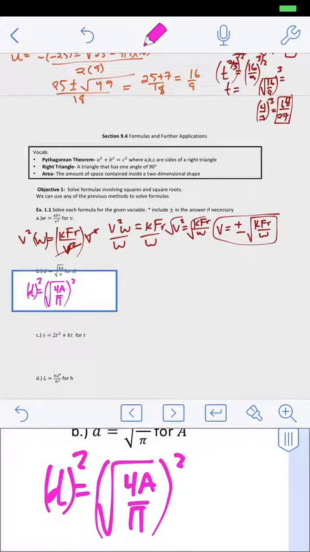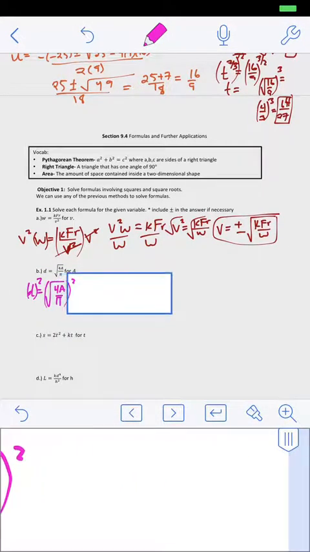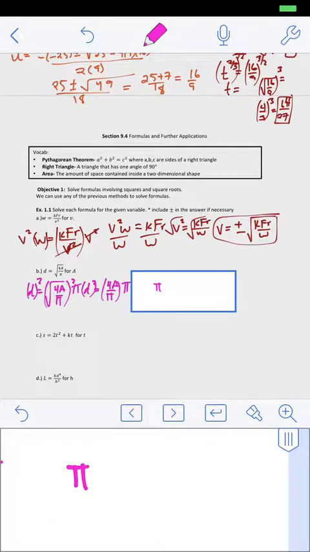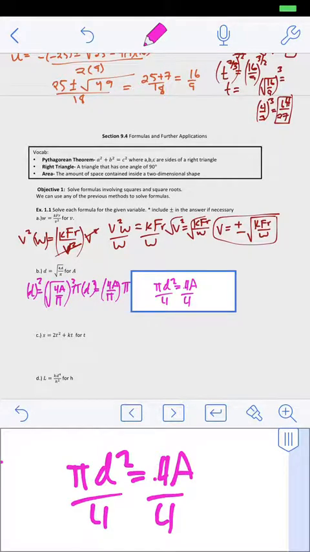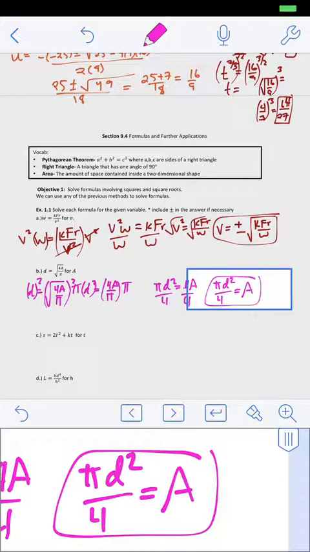Now when I square, that's the power property of equality. That doesn't mean I have to add a plus or minus. So I just end up with D squared is equal to 4A over pi. Next, I'll start moving things away from A. I'll move pi over. So I get pi D squared is equal to 4A. Then I can divide by 4, and I end up with pi D squared over 4 is equal to A. So these I'm just solving. I'm moving things away from the variable in question. Same dealio as last time, right?